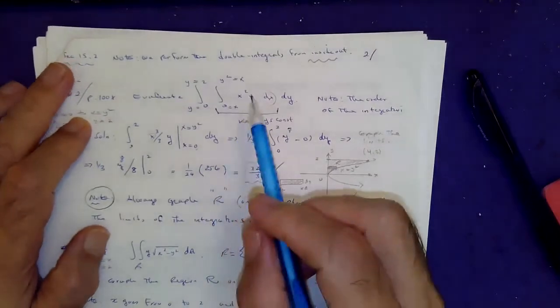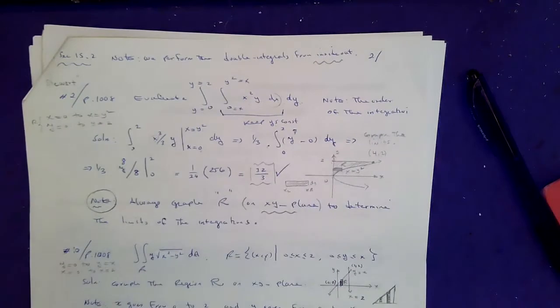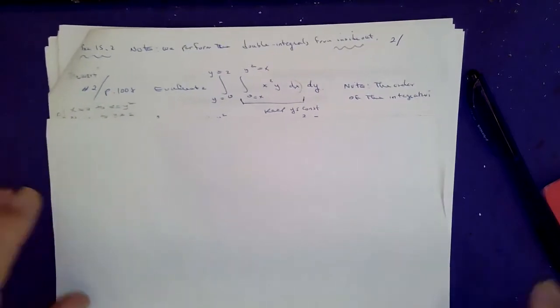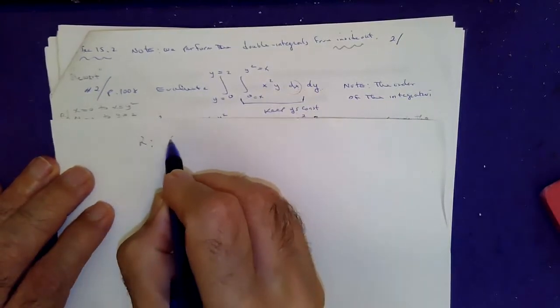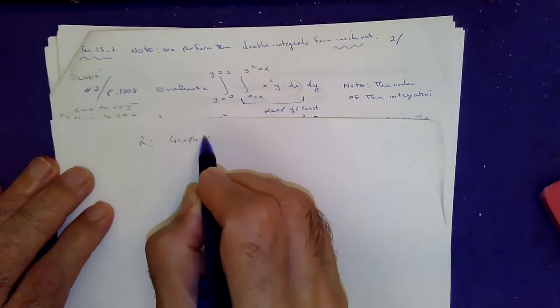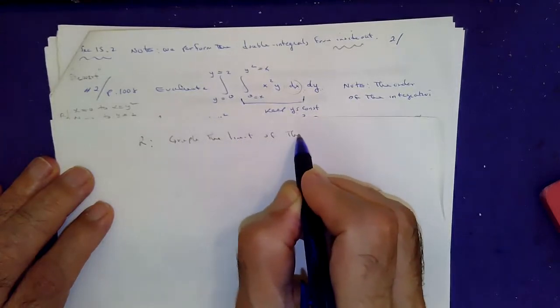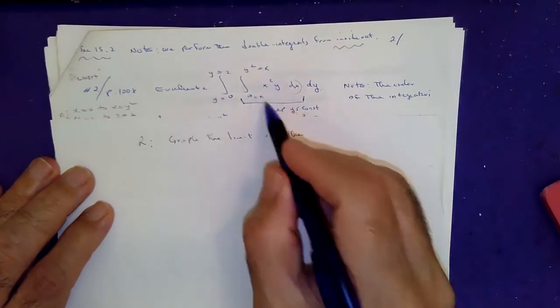Suppose we'd like to evaluate this integral. So what are the limits and how do you graph the region? Remember, when we say graph the region, that means graph the limits of the integration, not the integrand, because sometimes students graph this.